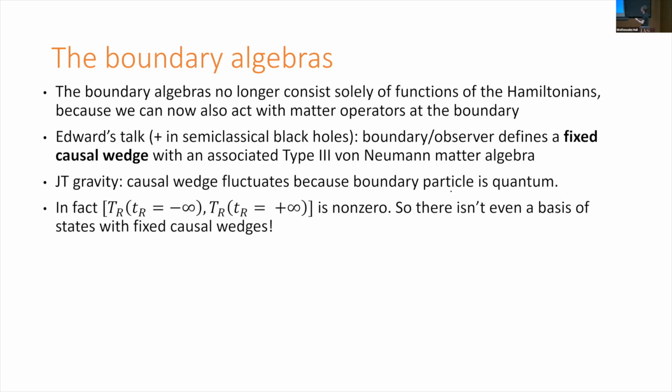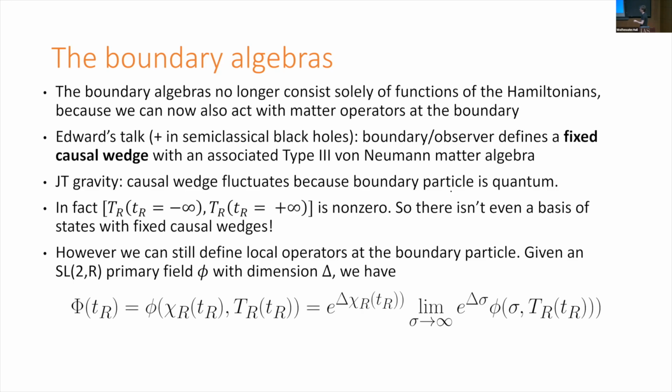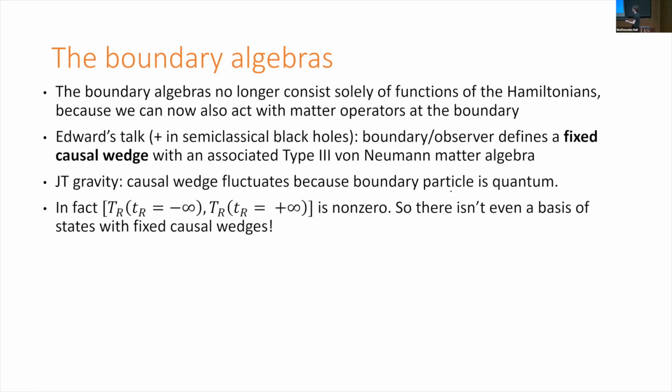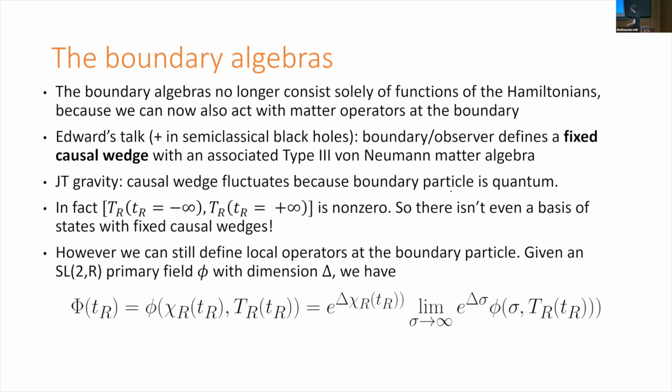In fact, you can show that the global time of the boundary particle at t equals plus infinity doesn't commute with its time at minus infinity. There's not even some basis of states with well-defined causal wedges. No state has a well-defined causal wedge in JT gravity, except at very high temperature.